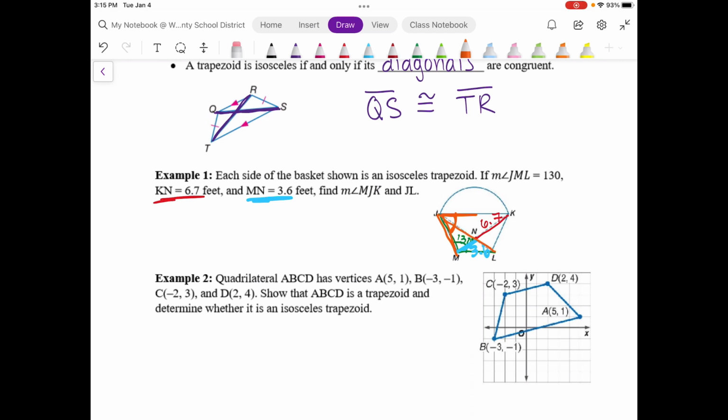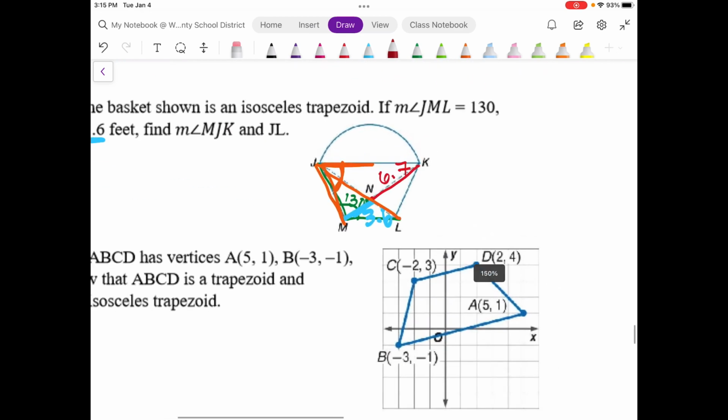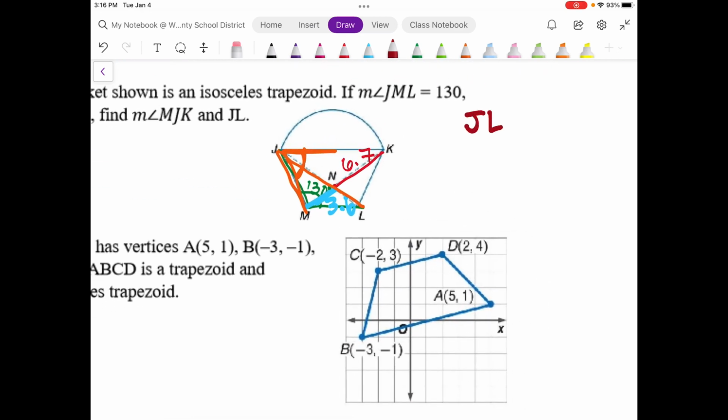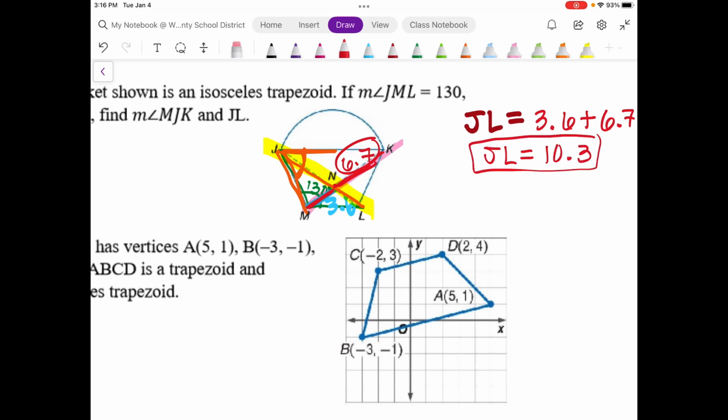So a lot going on here. I'm going to start off with JL. I think that one's a little bit easier. JL is the entire diagonal. If this is an isosceles trapezoid, then I know the diagonals have to be congruent. So in order to find JL, I can actually use MK to find it out. There's two values there that I already know. I know that this first section is 3.6, and I can add the second section, the 6.7, to that to get the full amount. So JL, the diagonal, is 10.3. That's my first answer.